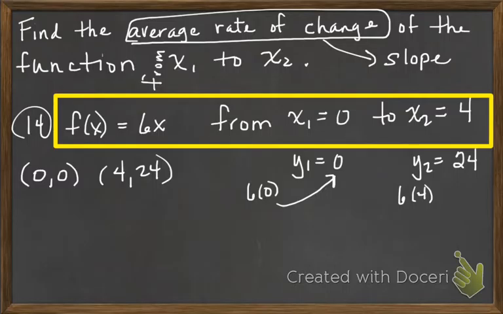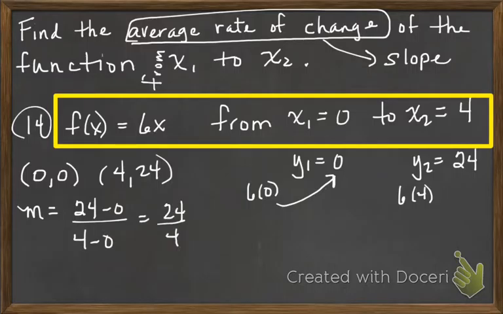And then it's just work the slope formula from there. They're going to give you two x's. You're going to find the two y's that match up with the two x's that they gave you. That gives you two nice little ordered pairs, and then you're just going to work the slope formula, which says second y minus first y over second x minus first x. That gives us 24 over 4, which simplifies to be 6.